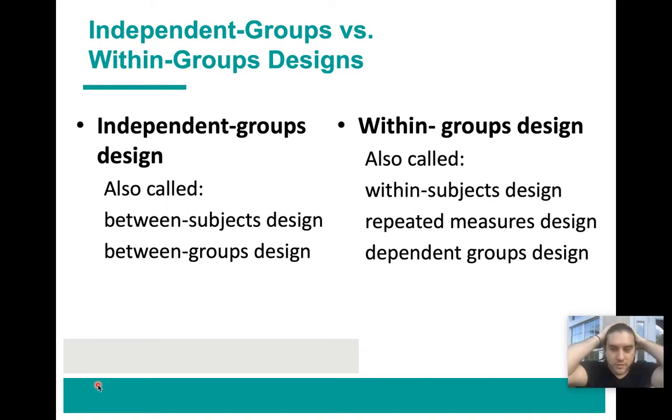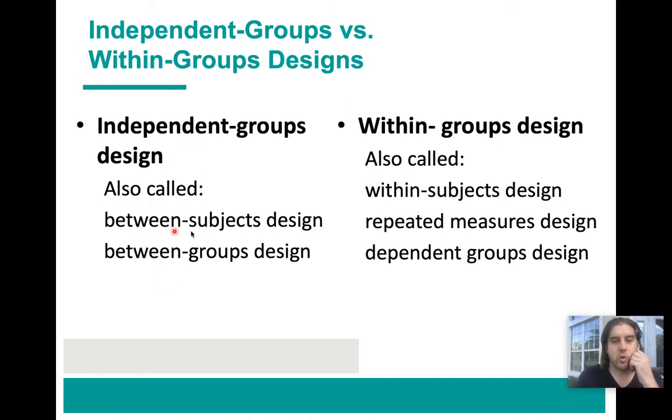We are defining two major groups of types of experiments. One type is called independent groups. The other is within groups designs. Again, an experiment is a situation where we manipulate an independent variable. So we change something about the world, and then we measure its effect, right? Its impact on a dependent variable, which is our outcome.